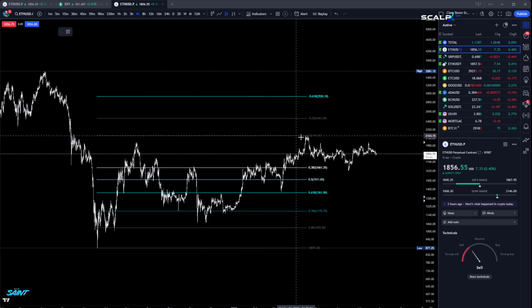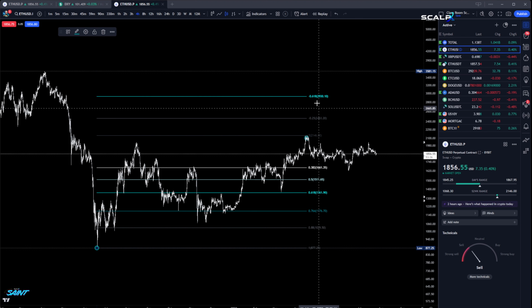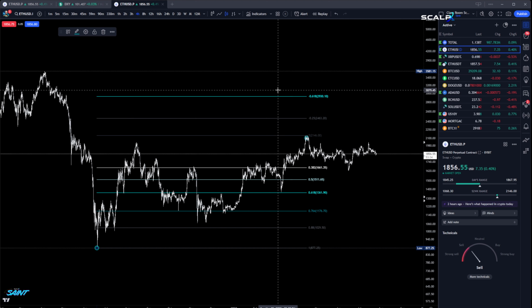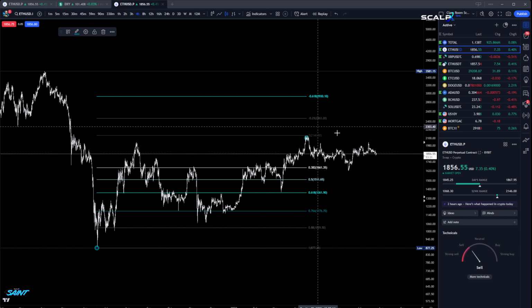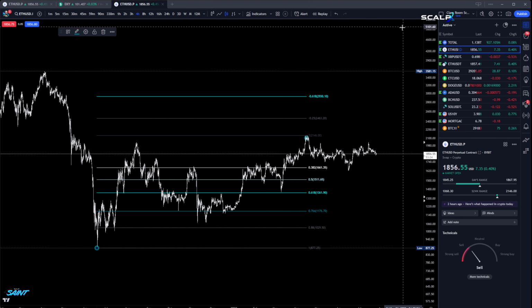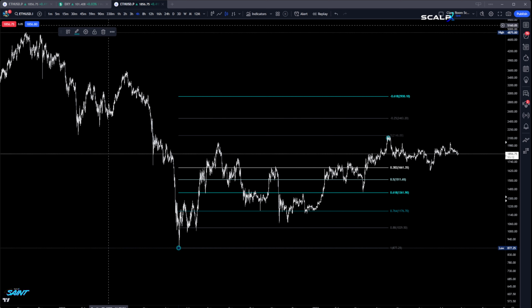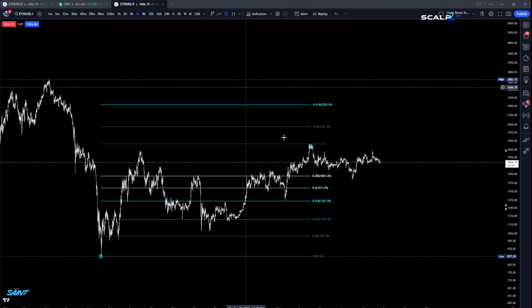So measuring a high point and a low point, and then everything else is in between. So first things first, we want to determine what is our goal for the day.